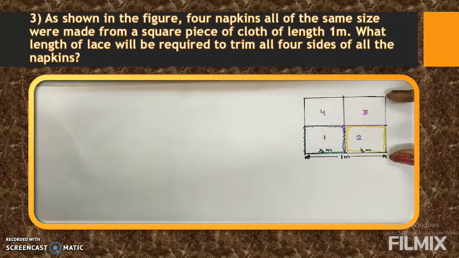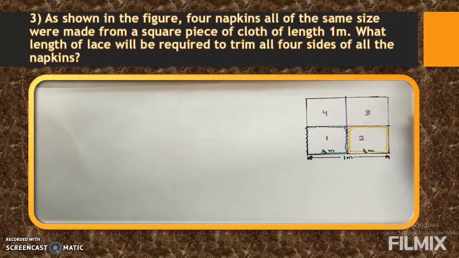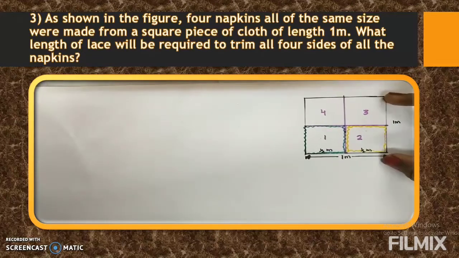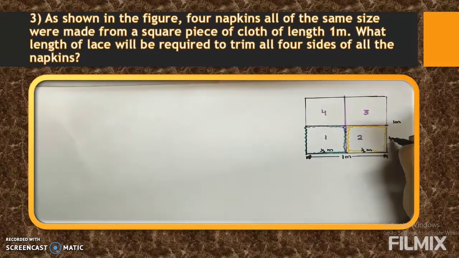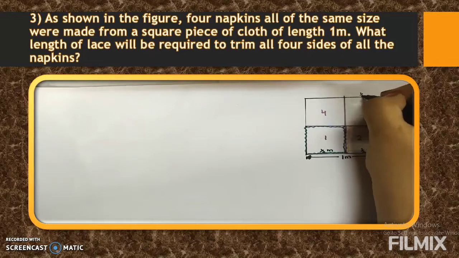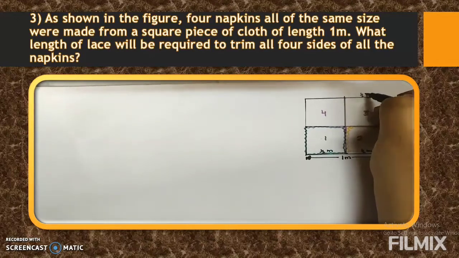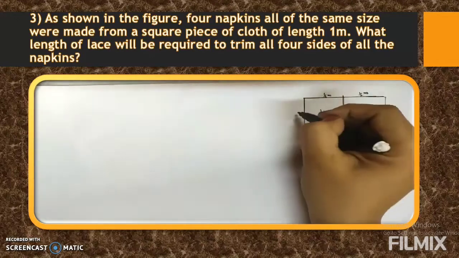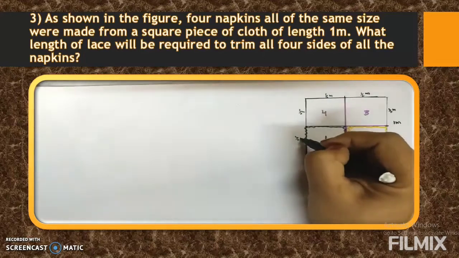Similarly, this is also a full 1 meter. Correct? Why? Because this is a square. So if I am cutting it from between, here also I will get half meter, and here also half meter. In the same way, this side will also be half meter, half meter, half meter, half meter.